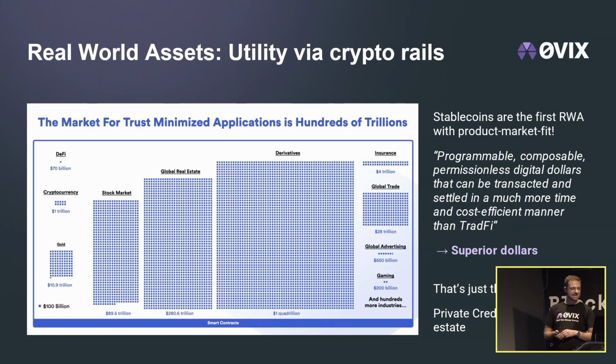And speaking about real-world assets, we see it as basically a utility via crypto rails, as I say here. This chart is from Chainlink's blog post, which talks about the total addressable market of these real-world assets in case they are tokenized and brought to the chain. They have really huge numbers here. You can see how big the stock market is, $19 trillion. There is global real estate of 280 trillion. There are derivatives built on top of it worth around 1 quadrillion. These are huge numbers that Chainlink is showing in the blog post, but they are kind of real.